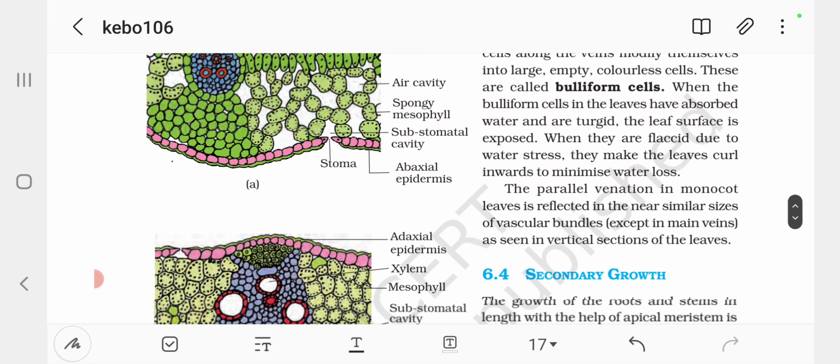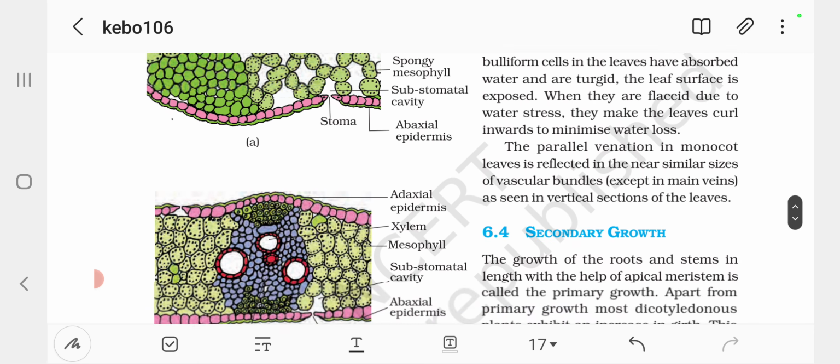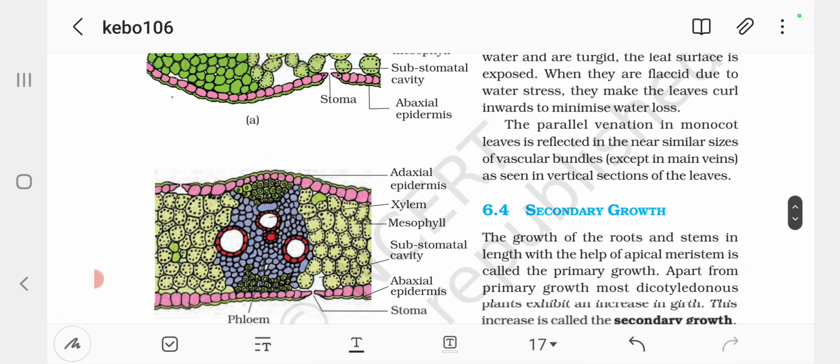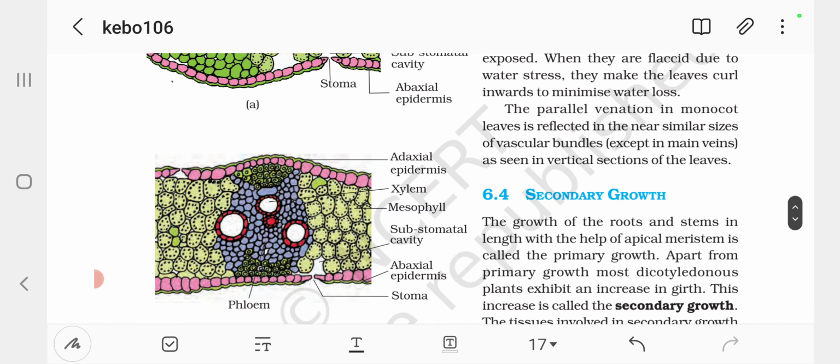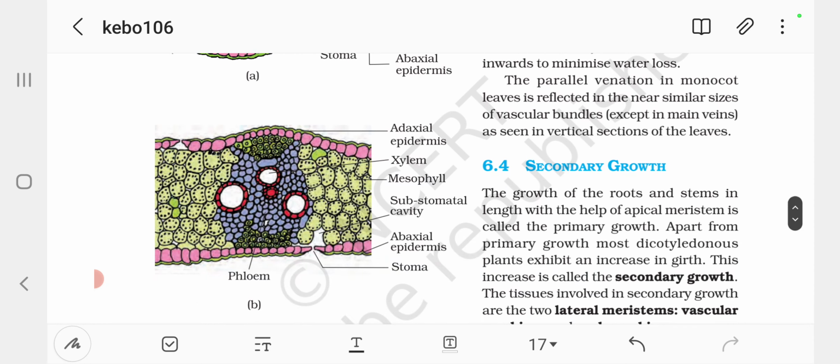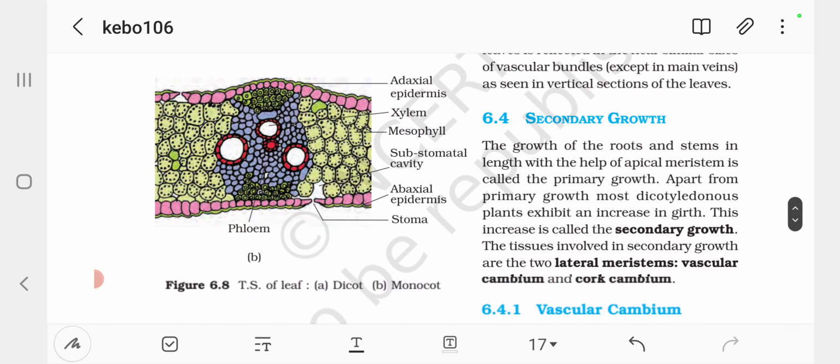When the bulliform cells in the leaf have absorbed water and are turgid, the leaf surface is exposed. When they are flaccid due to water stress, they make the leaves curl inwards to minimize water loss. The parallel venation in monocot leaf is reflected in near similar sizes of vascular bundles except in main veins, as seen in vertical sections of the leaves.